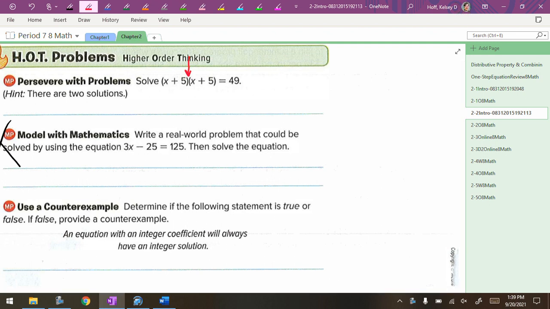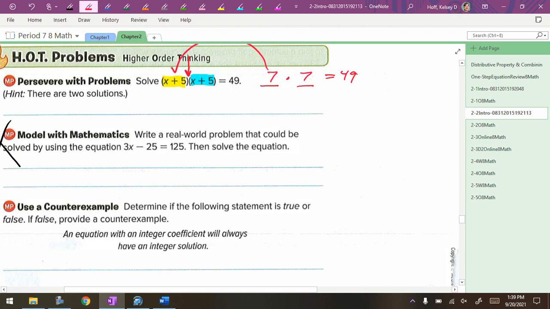Multiplication. What do you guys notice about your parentheses? What do you notice about those two parentheses? They're identical, right? x + 5 and x + 5. So what they're saying here is, what number times itself gives me 49? What would you guys tell me? 7. 7 times 7 is 49.